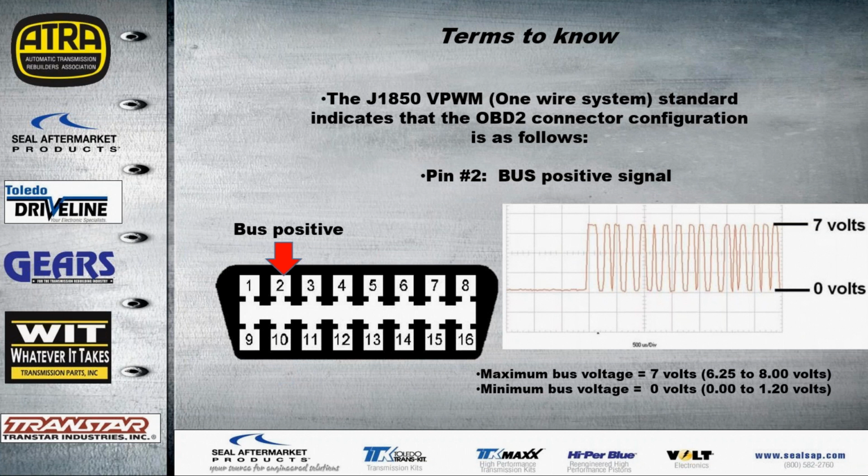The J1850 variable pulse width modulated single wire standard indicates that the bus positive is going to be on pin 2 as indicated below. Now this system is going to be a 7 volt system, as you see the modulation on the lower right hand side in the graph. This is what we would expect using an oscilloscope or a digital voltmeter as far as the display. Now note, since we don't have a mirror reflection like we do on the 2-wire system, the ground is going to be extremely critical in single wire systems because that is our base reference.